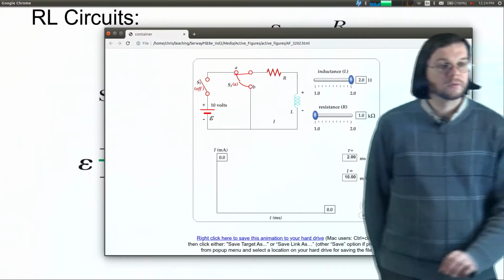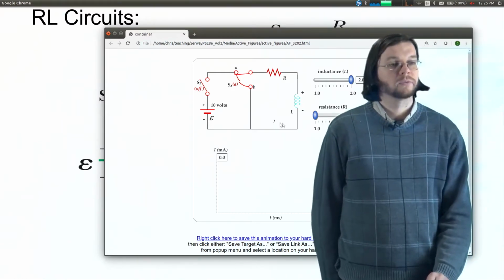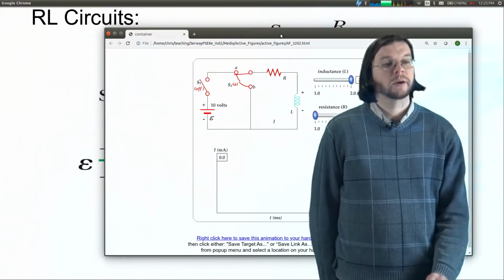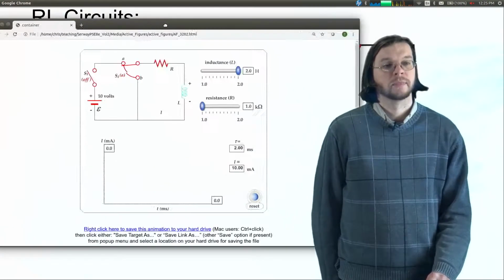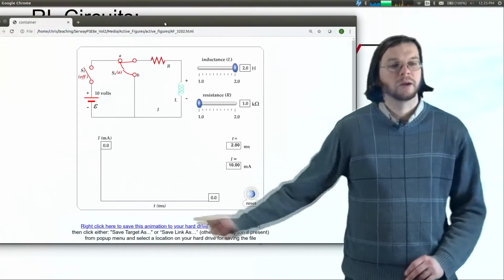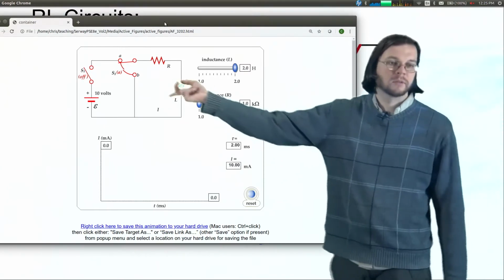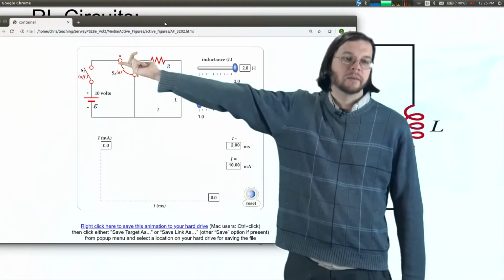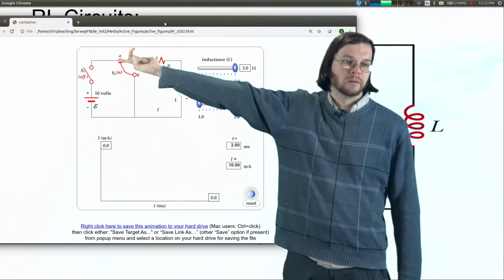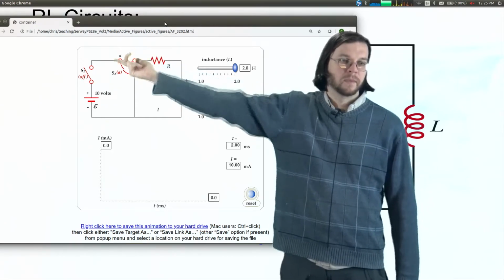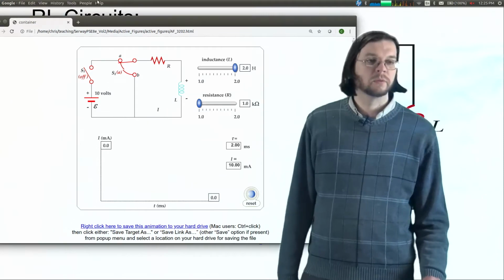And what I'm going to do is, in a second, flip the switch so the battery is connected, and we're going to see what happens. We're going to plot the current as a function of time. I'm going to leave this switch at A, so we're connected there. If it was at B, it wouldn't really do anything, right?